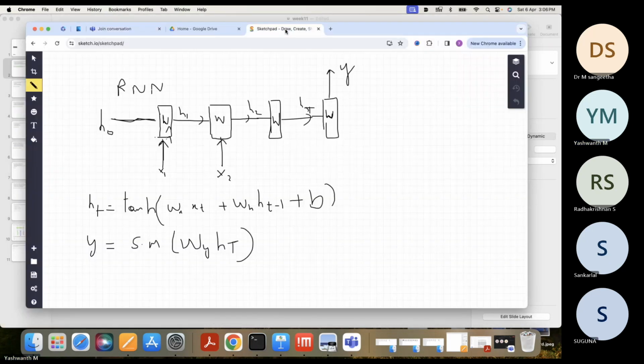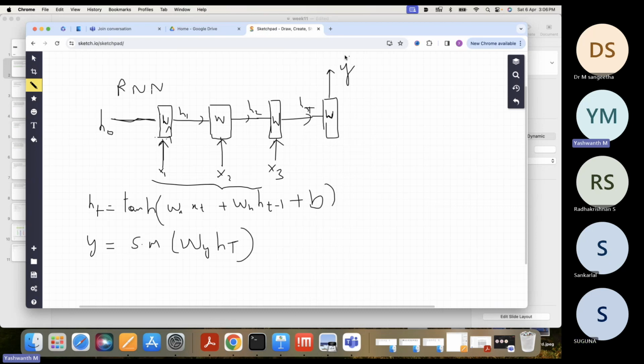So this is the structure of an RNN. This is called a recurrent neural network, and here I have given one application of RNN. Typically this is called many to one. Many to one in the sense you have many inputs and a single output.